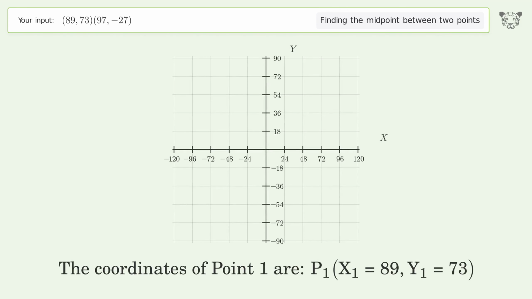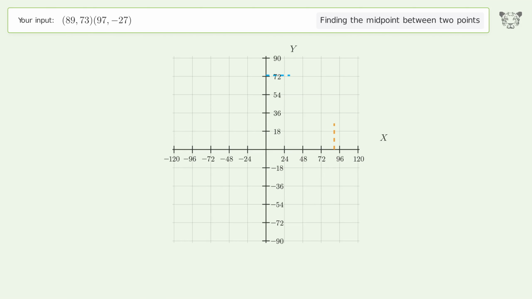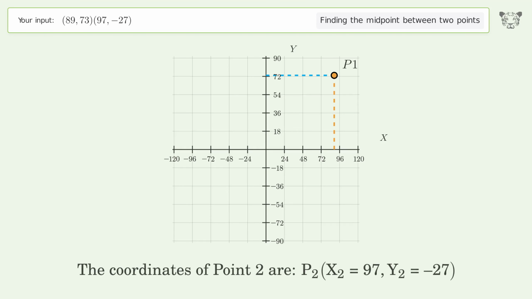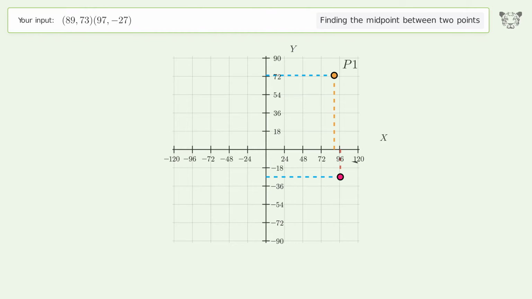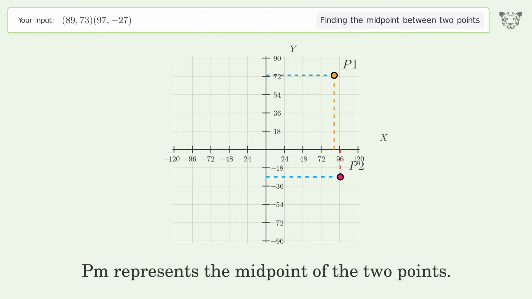The coordinates of point 1 are x1 equals 89, y1 equals 73. The coordinates of point 2 are x2 equals 97, y2 equals -27. PM represents the midpoint of the 2 points.